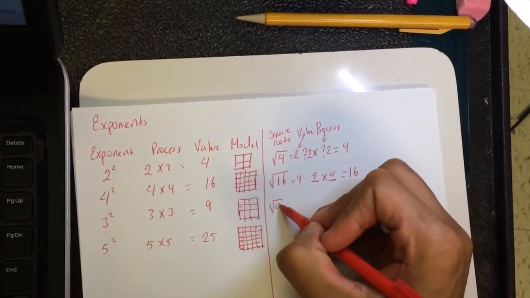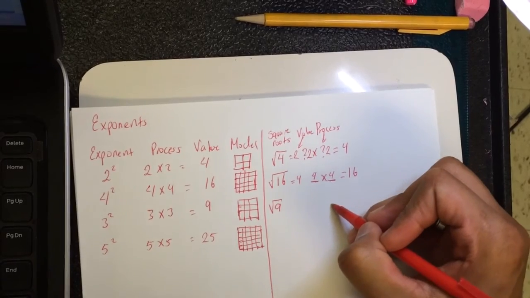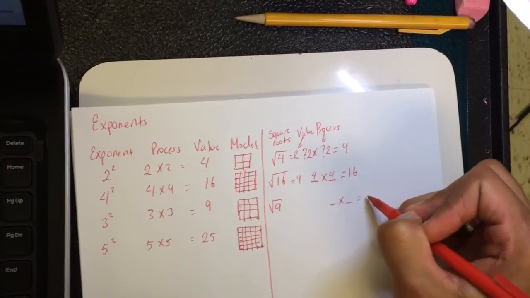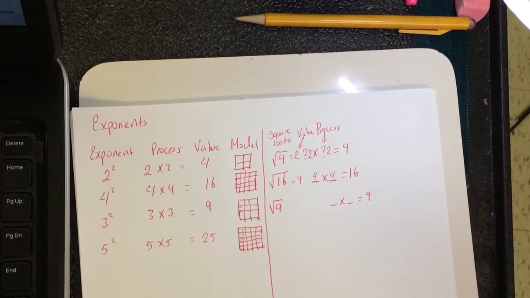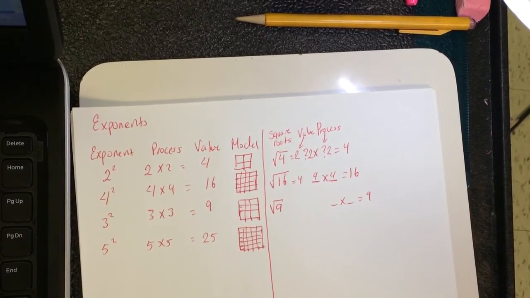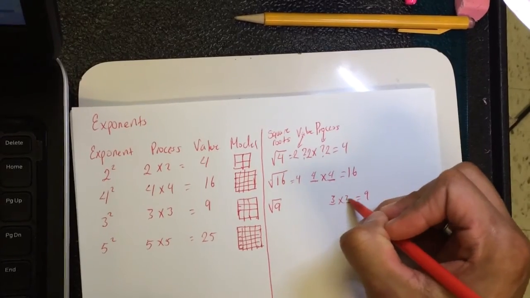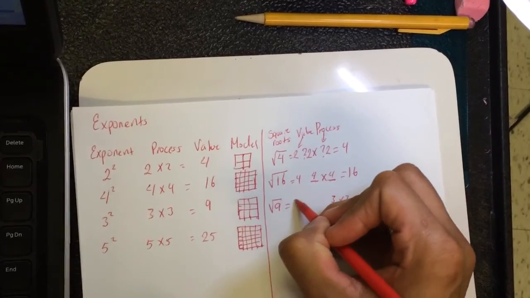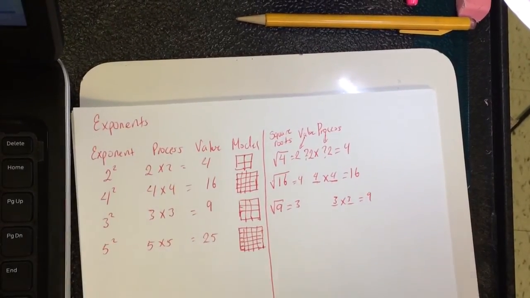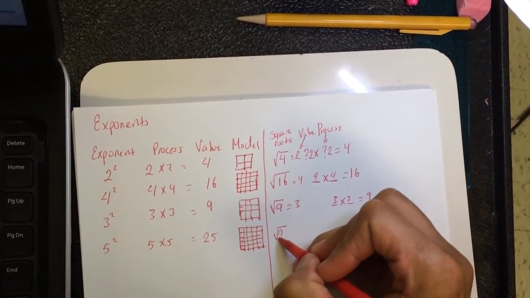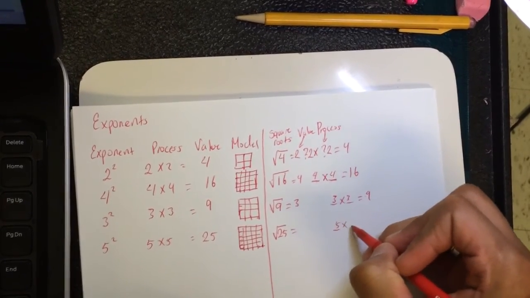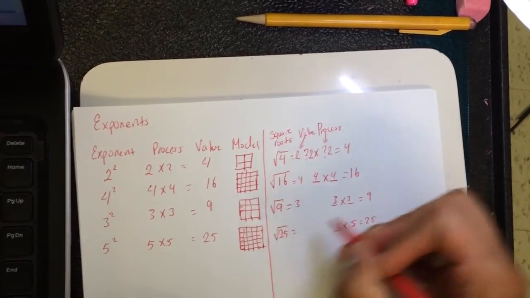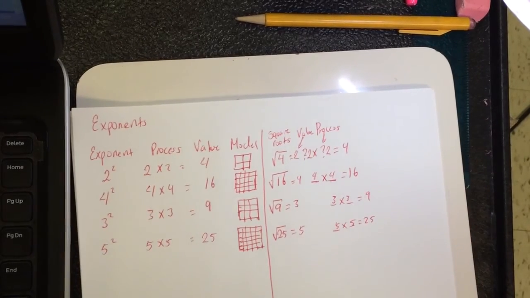The square root of 9. The process is that a number times itself has to give me 9, correct? So what is it, Myra? 3. 3 times 3 gives me 9. So the square root of 9 is 3. Do we get that? Yes, sir. Let's do 25. 5 times 5 gives me 25. So the square root of 25 is 5.